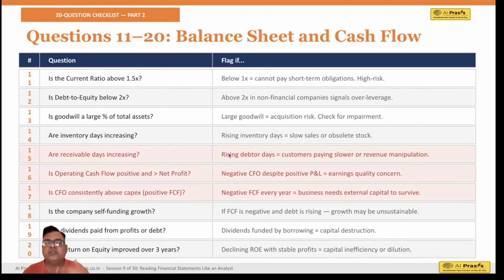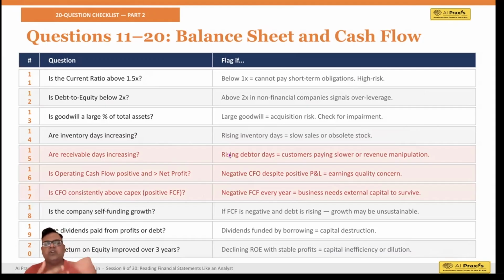Okay, so it was all related to the P&L part that we see. Now we'll see the balance sheet and cash flow. Okay, these questions help you understand not just performance, but financial strength, risk, and stability. We'll start with question number 11. Is the current ratio above 1.5 times, right? And if it is below 1, then the company may not be able to meet its short-term obligations, right?